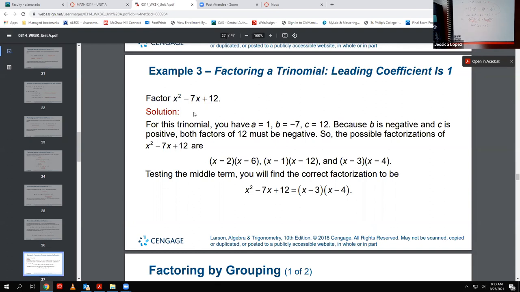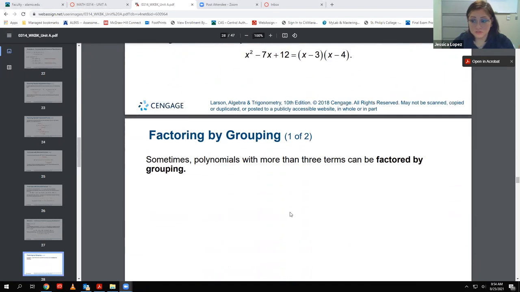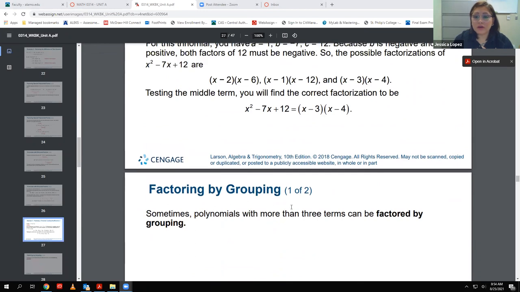And before I can get to the AC method, we do have to talk about factoring by grouping first, because to employ the AC method, I must factor by grouping. And I'll give you the overview of the AC method. The AC method is basically a method to break out the middle term here. So whatever that middle term is, it's going to break it up in a way that creates four terms.